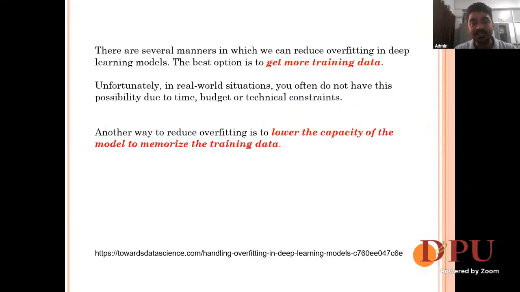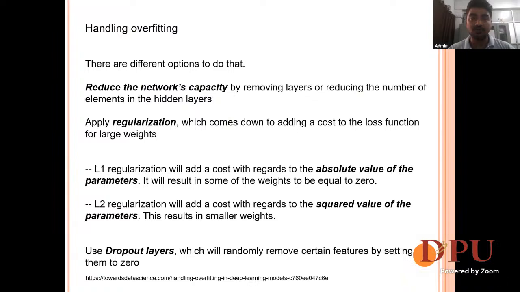Sometimes the training result is very high, but validation is not that high. At that time, what you need to do is reduce the memorization capability of the whole machine. How do you do that? You lower the capacity of the memorization. For that, you need to go for different techniques.